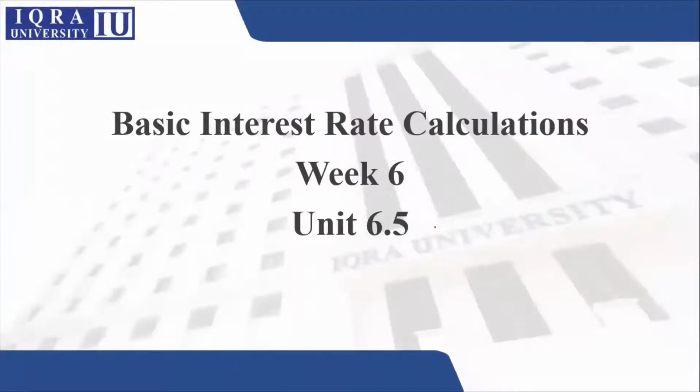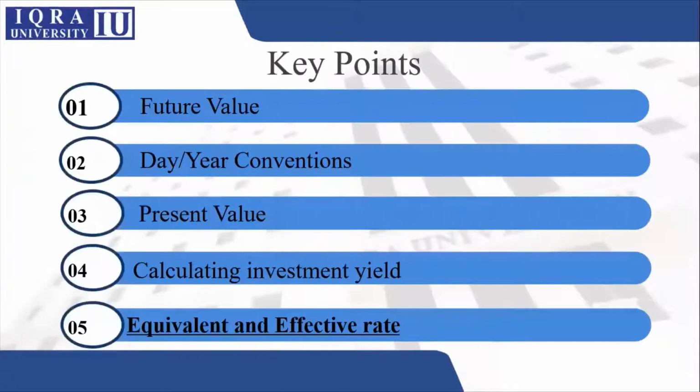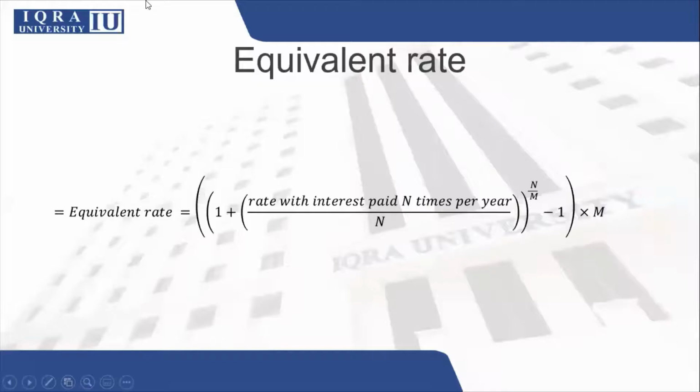So now we're at unit 6.5, and in this unit we will be covering equivalent and effective rate. So this is the equivalent rate formula. Equivalent rate is equal to 1 plus the rate with interest paid n times per year, bracket close, and then over here we have n divided by m, minus 1, and multiplied by m. Now, how to use this formula, we will understand this better by looking at an example.